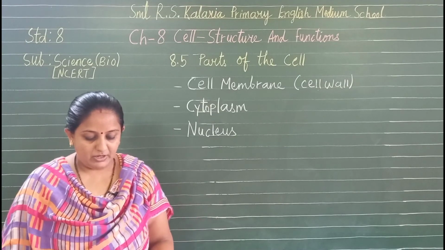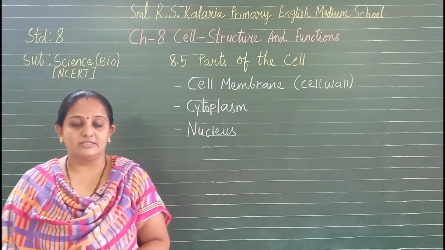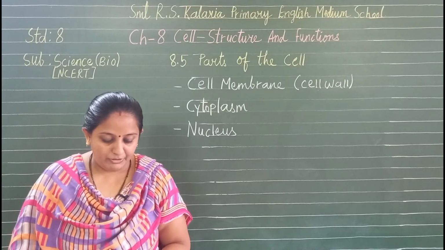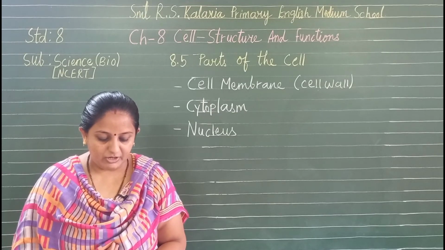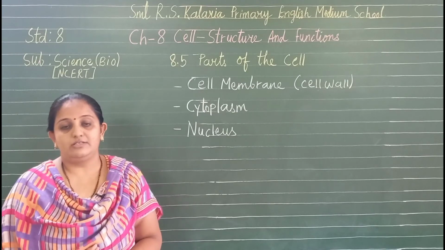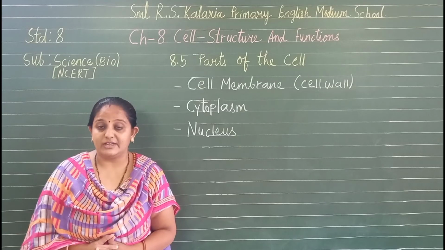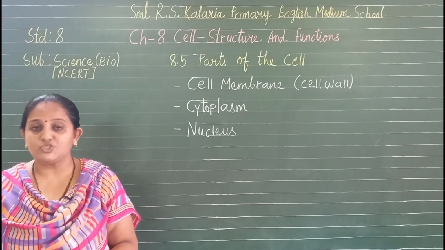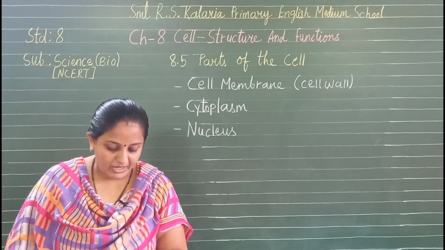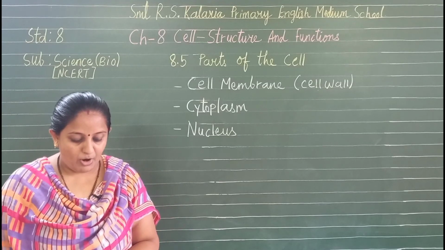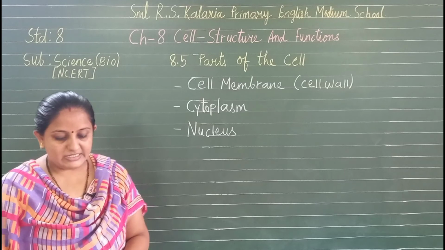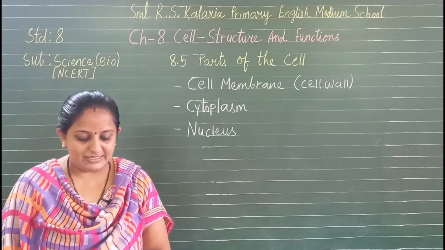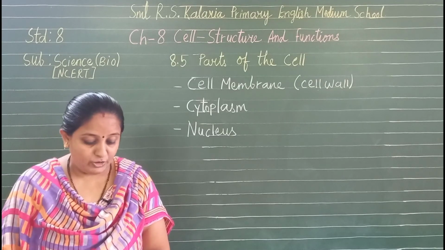Now the boundary of an onion cell, you can see in the picture. The boundary of an onion cell is the cell membrane covered by another thick covering called a cell wall. Now we have understood that the cell wall is present in plant cells and bacteria, isn't it? Now onion is a plant, so a cell wall is there. Now the central dense round body in the center is called the nucleus. The jelly-like substance between the nucleus and the cell membrane is called cytoplasm.